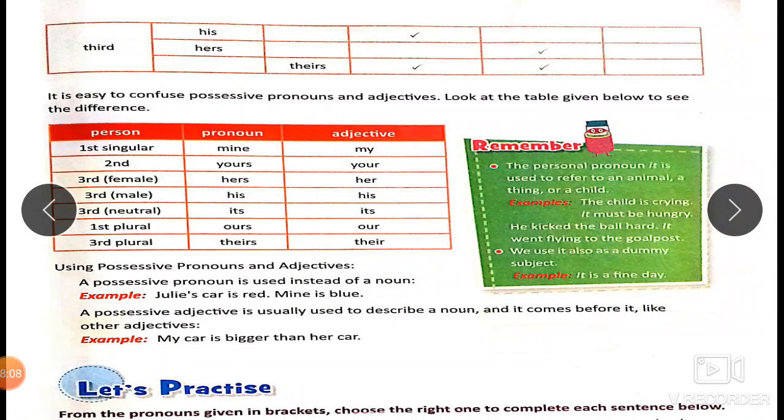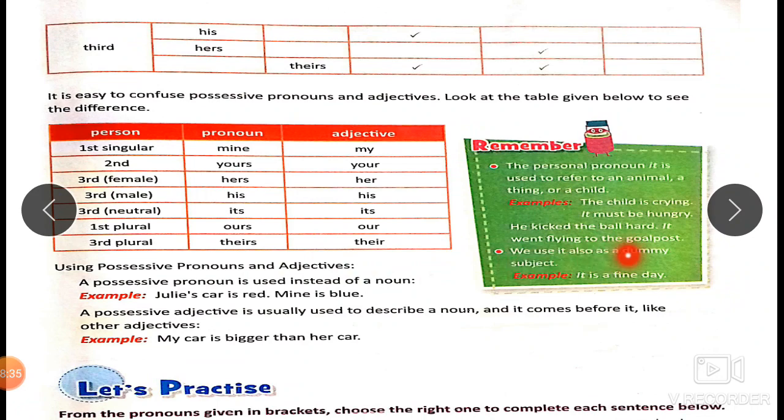We already know this. The personal pronoun it is used to refer to an animal, to a thing, or we also use it for neuter gender or common gender, right? We also sometimes use it for common gender. Like here, the child is crying, it must be hungry. It here refers to the child, the common gender. He kicked the ball hard, it went flying to the goal post. It here refers to the ball, which is again a non-living thing.